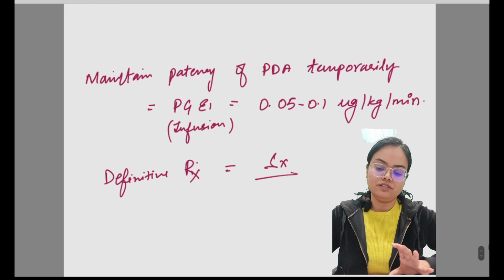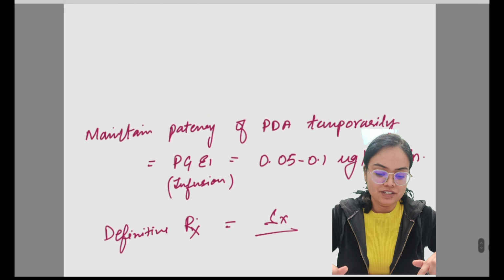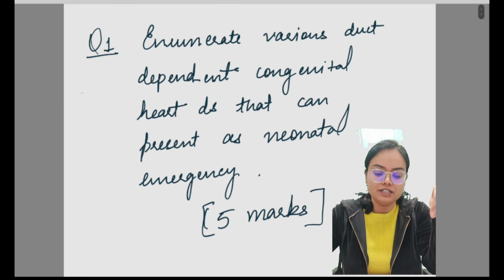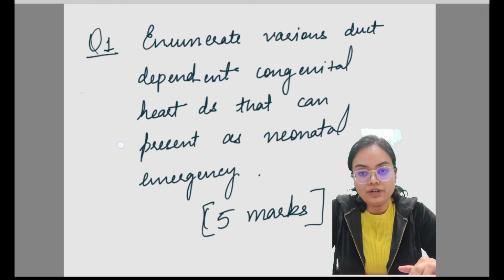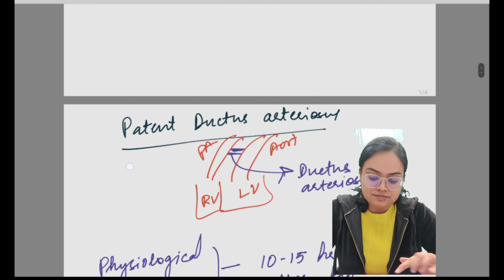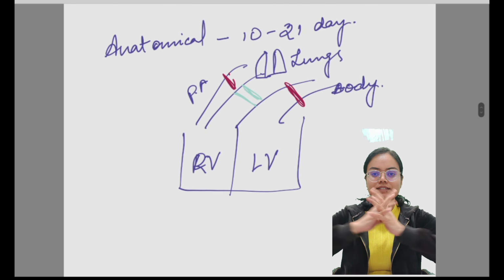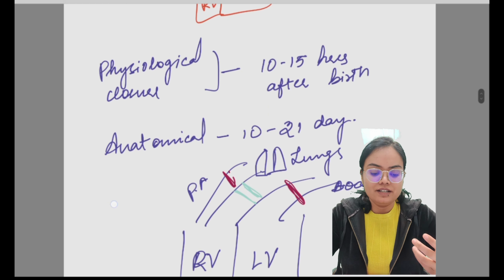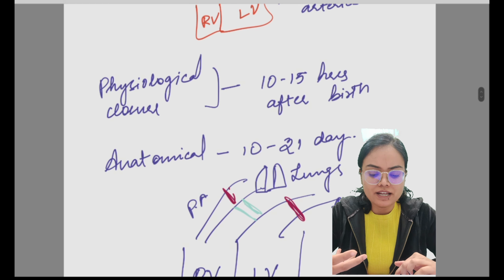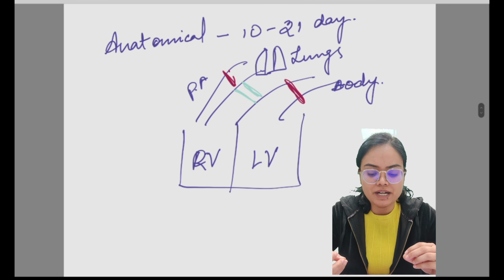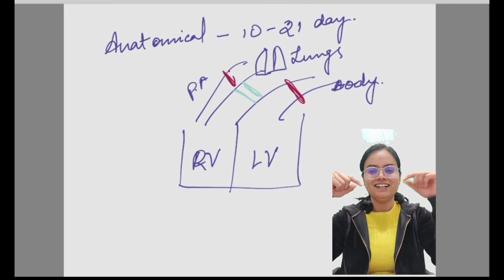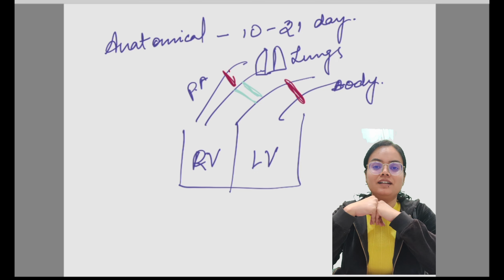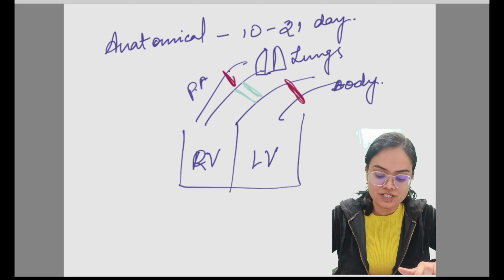So yes, we covered our first question, which was about enumerating the various duct dependent lesions that can present as neonatal emergencies. In the next session we will be covering our next questions. And if you think that in a 5 marks question further details can be added, then please comment down in the comment section so I can improve and share with you all how to proceed with this question next time.